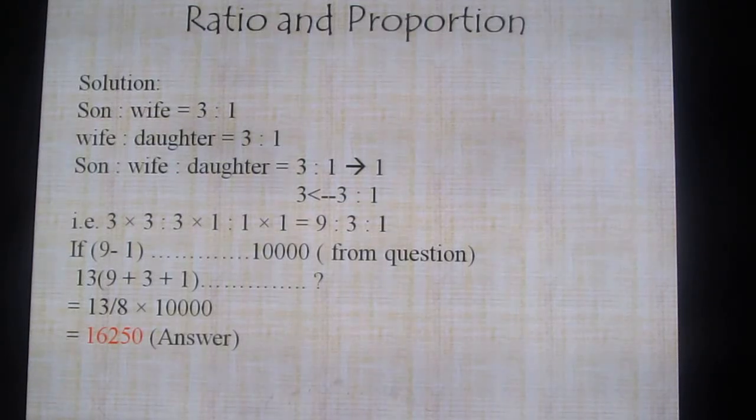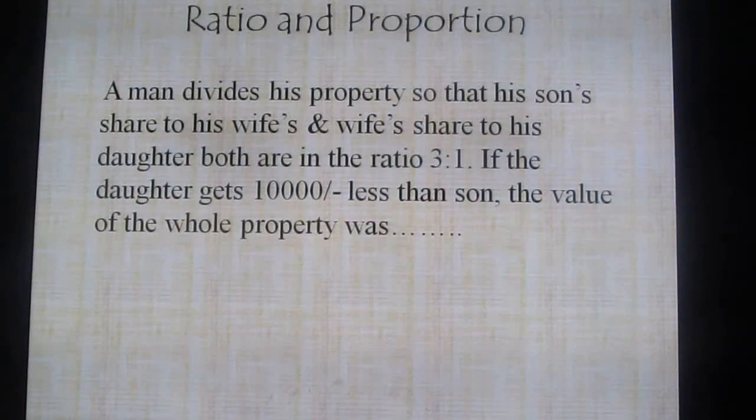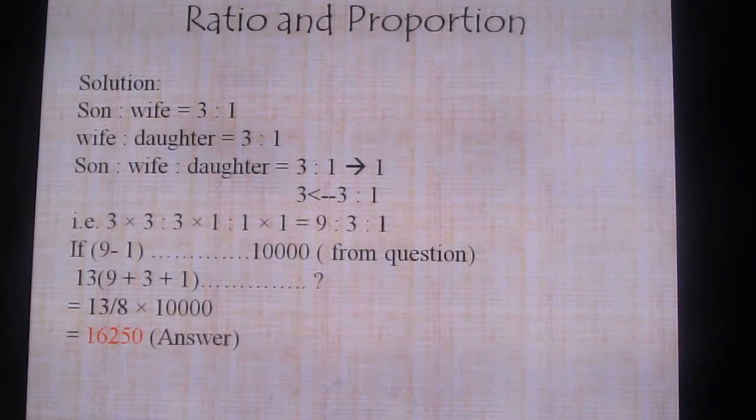So what is the difference here? 9 minus 1. Let me go to the previous one. What are they asking? If the daughter gets rupees 10,000 less than the son. Let's go to the answer again. Now the daughter is the last one and the son is the first one, the 9 and 1. The difference they have given is 10,000. So 9x minus 1x is 10,000.